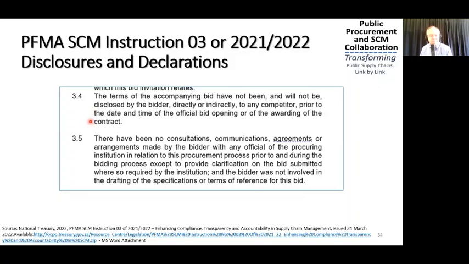This for a bidder would be confusing. Okay, so when you've opened it, then of the awarding of the contract. There have been no consultation, communication, agreements, or arrangement made with any official of the procuring institution in relation to the procurement process prior to and during the bid process, except for the provision of clarification, but submitted where so required by the institution. The bidder was not involved with drafting the specification or terms of reference of the bid.